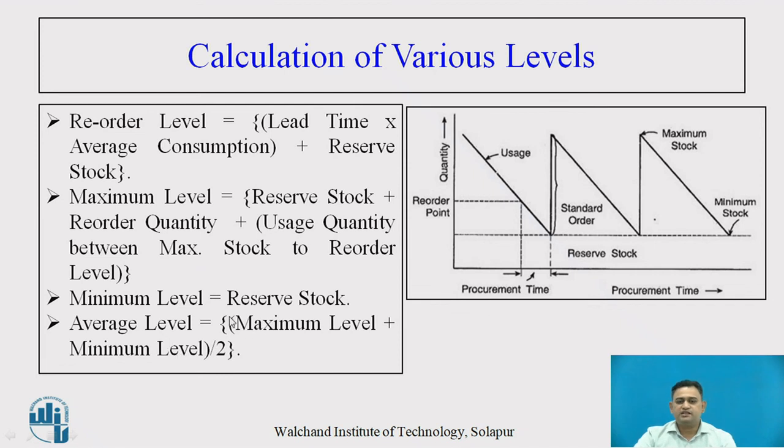And the minimum level is equal to the reserved stock. And the average level is the average of the maximum level plus minimum level, divided by 2. So these are the overall formulas which can be used for the calculation of various terms like reorder level, maximum level, minimum level, as well as average level.